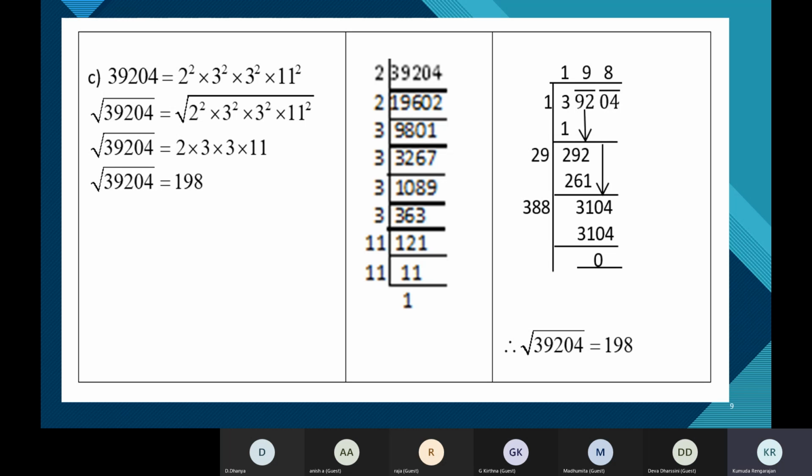Yes, any questions here? Who can explain this one? Ma'am, I can. Yeah, tell me. Ma'am, the C sum only. Yeah, Anish, the C. What you see on the screen, the long division. Okay, ma'am.